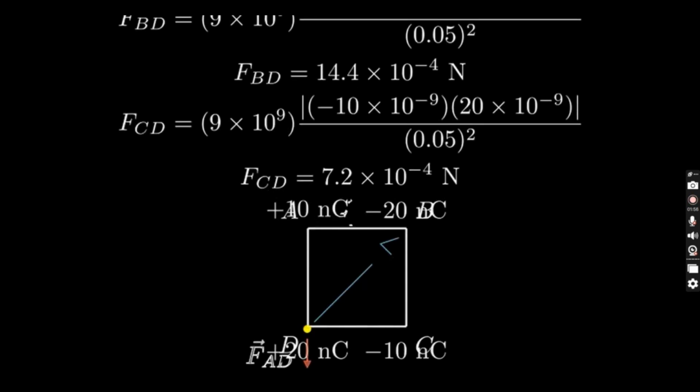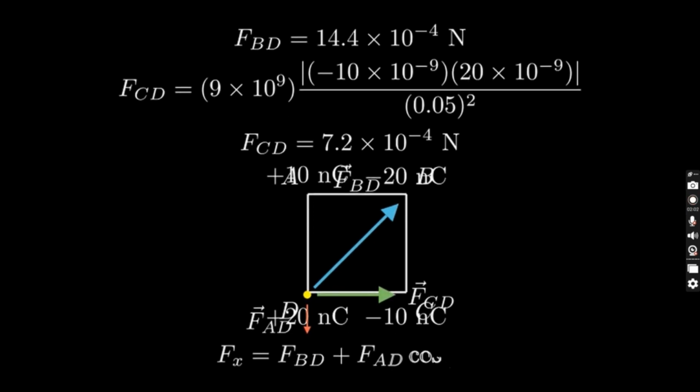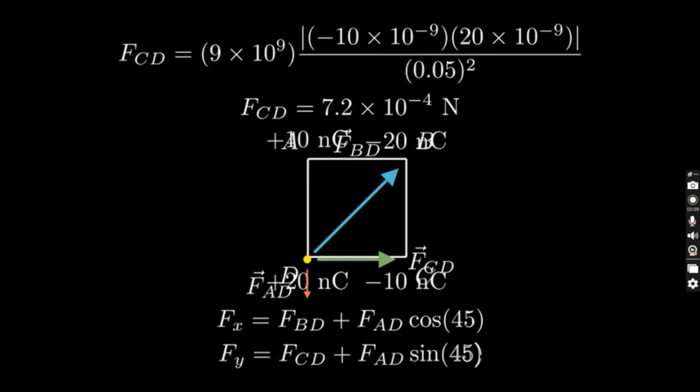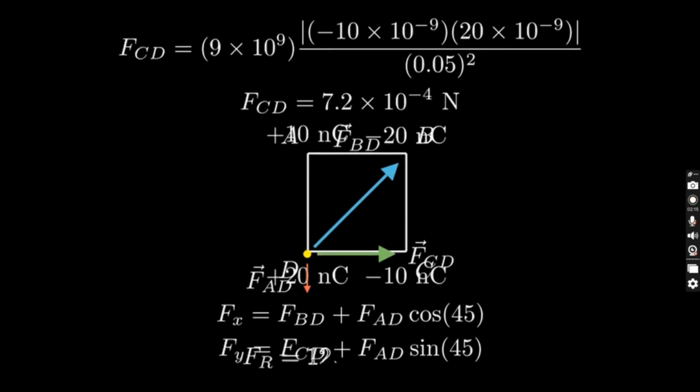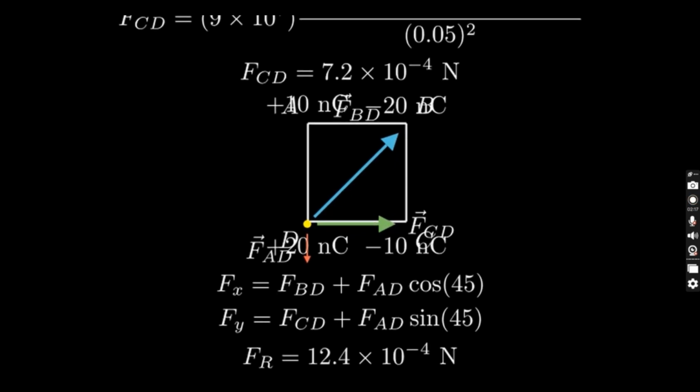Now we need to add these forces as vectors. Let's break down each force into its x and y components. For the x component, we have F_BD plus F_AD cosine 45 degrees. For the y component, we have F_CD plus F_AD sine 45 degrees. Plugging in our values and calculating, we get a resultant force magnitude of approximately 12.4 times 10 to the negative 4th newtons. The direction of this force is approximately 32 degrees above the positive x-axis.